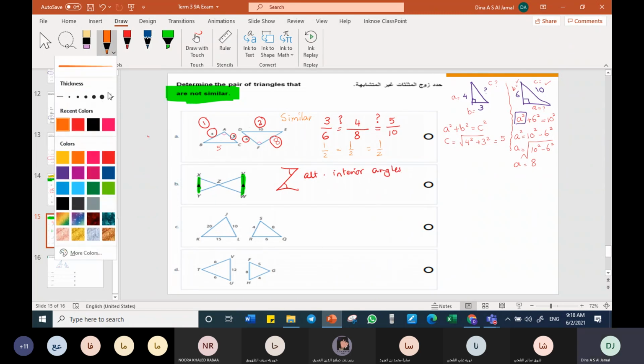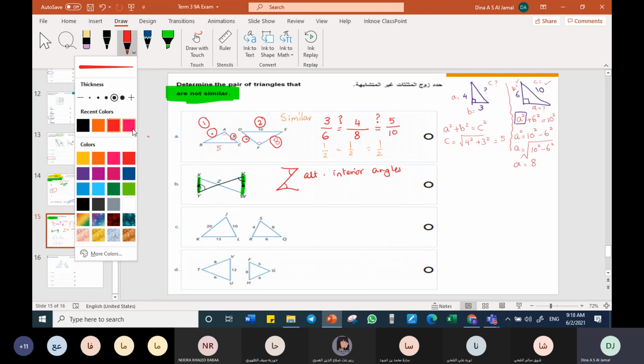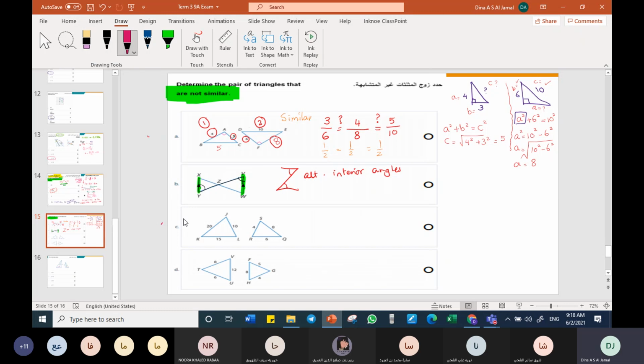So it looks like the same now. So let's imagine it like this. That means angle Y is the same as angle V. They are congruent. Let's have a look. Again, another Z. That means angle X is congruent to angle W. Let's write this. So angle Y is congruent to angle V, and angle X is congruent to angle W.